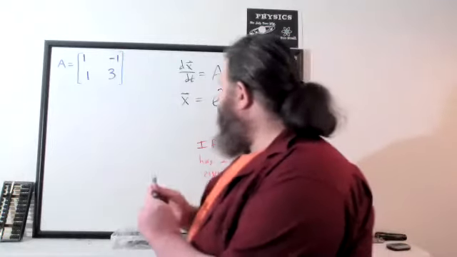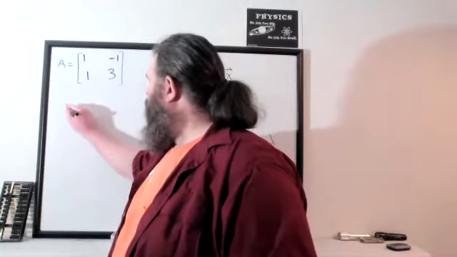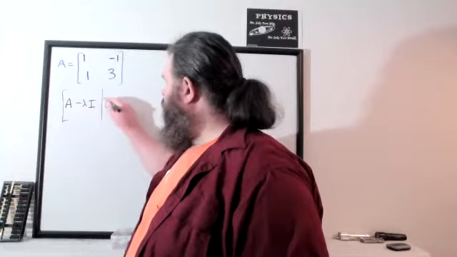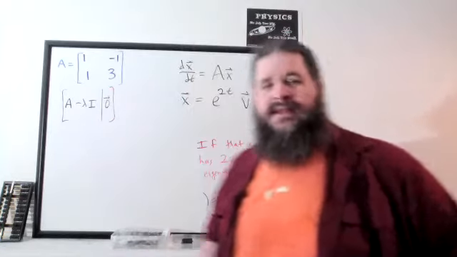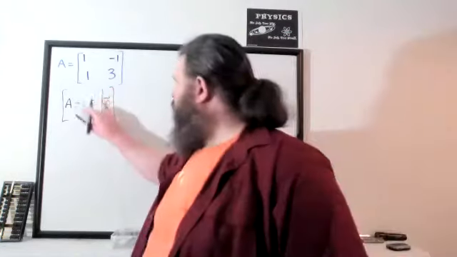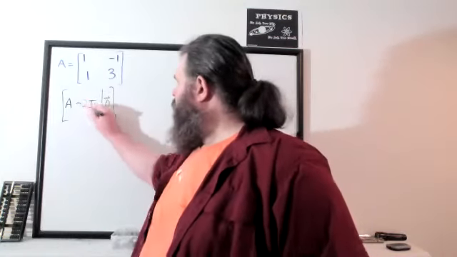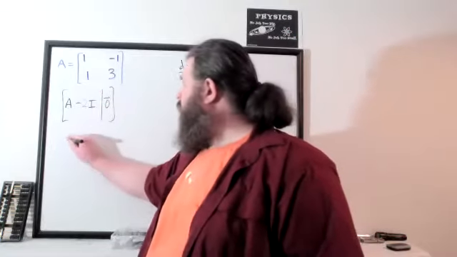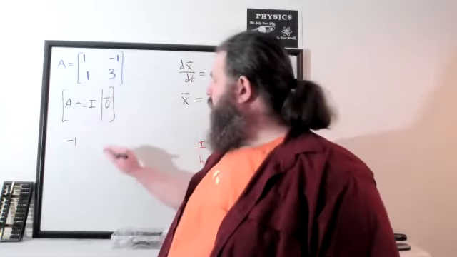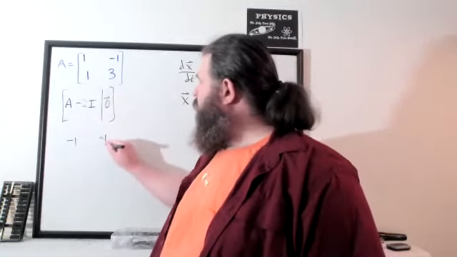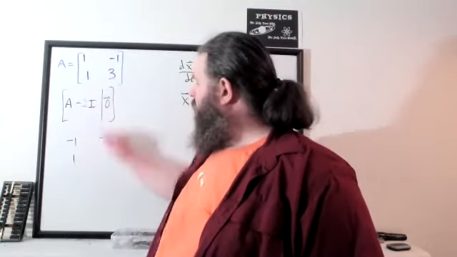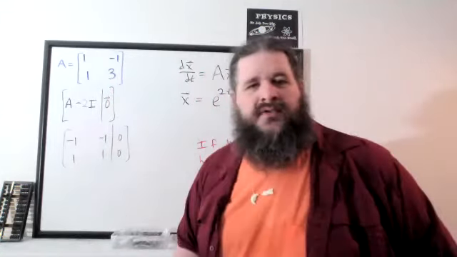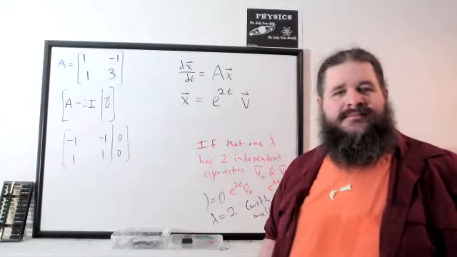As usual, we'll start by writing out A minus lambda I augmented with the 0 vector. And now we know that lambda is 2, so we can fill in 2 for lambda. That means we're just subtracting 2 from everything on the main diagonal. 1 minus 2, negative 1 as it is, 1 as it is, and 3 minus 2. When you row reduce that, what's going to happen?